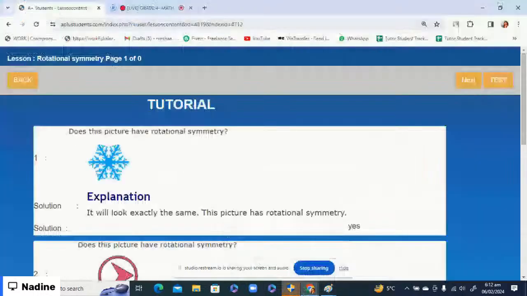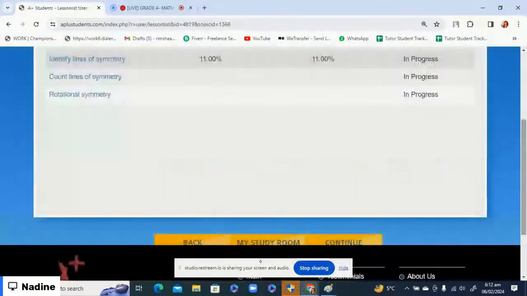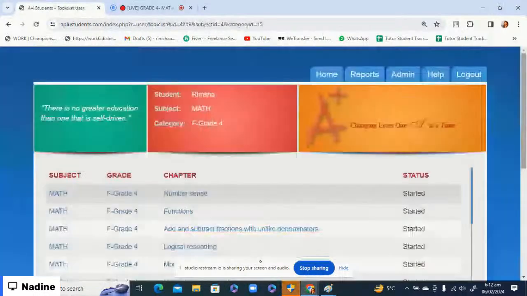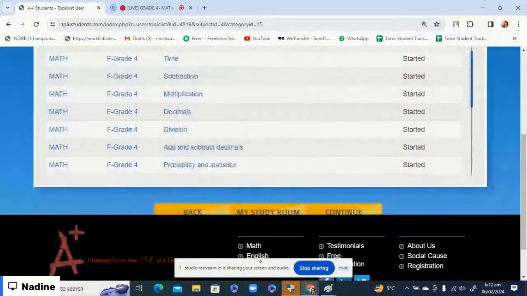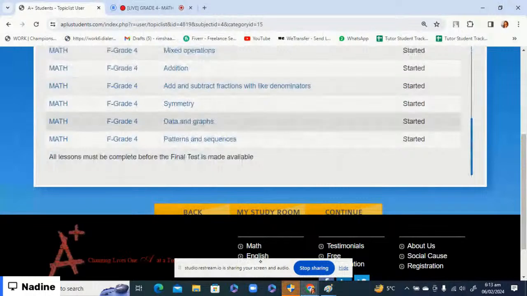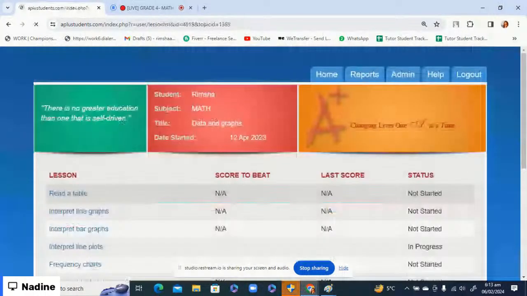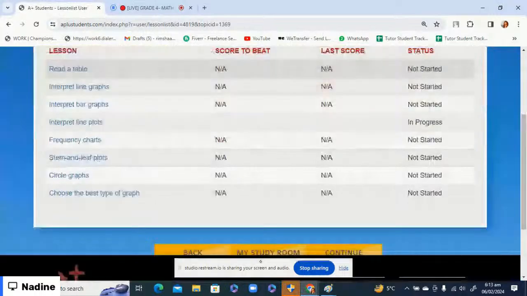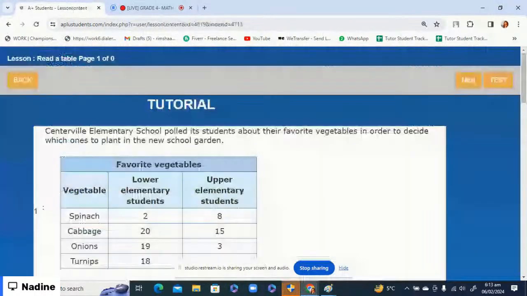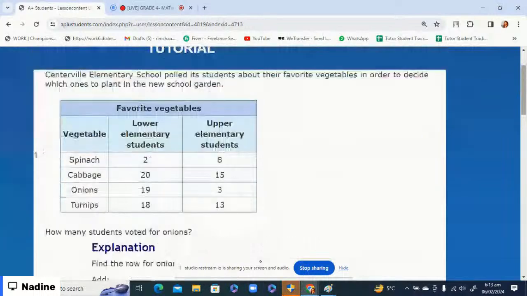Now we do data and graphs. This is basically the lesson. Okay. Data and graphs, this is the chapter. Now here are all the lessons. Now we discuss this one. The first lesson is read a table. Okay, let's do this one. First question.